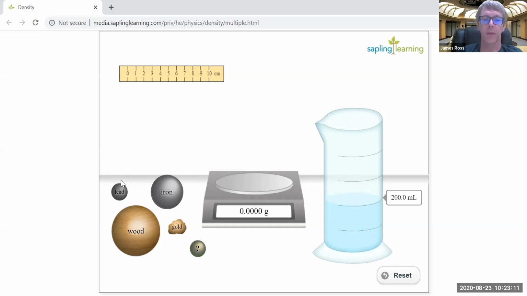Okay. And I could use that to identify the unknown. I could get the mass of the unknown, the volume of the unknown, and then I could figure out exactly what it is. Doesn't matter how big it is. So you don't say it's lead just because it looks like the same size as the lead.